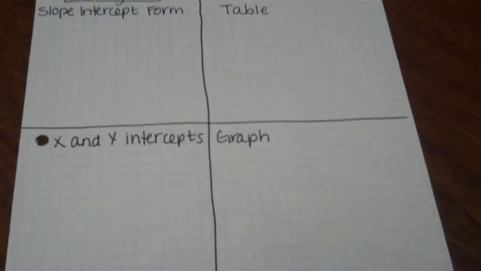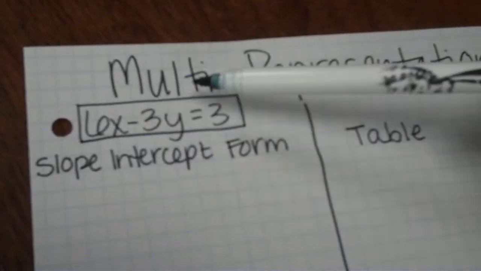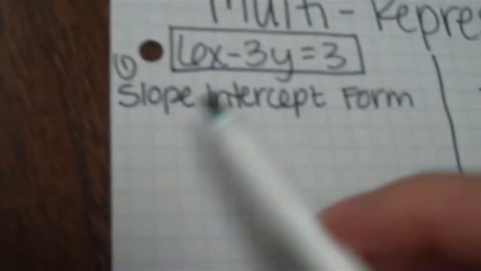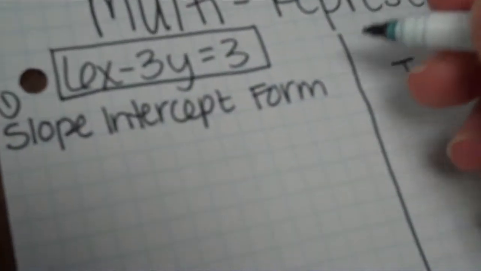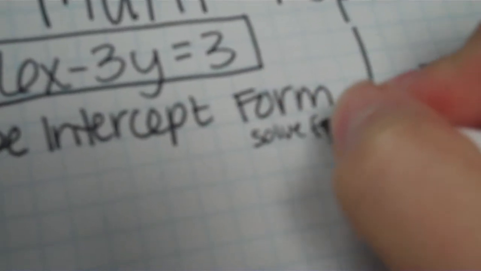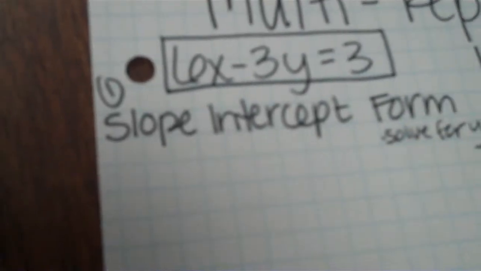Pause. If you're already where I am, so what we're going to do is we're going to represent this equation in 4 different ways, okay? And I'm going to show you how to do that. So the very first thing you do, if you want to put number 1 here, you can do it, is we're going to do slope-intercept form. All that means, if you need to make a little note, is solve for y. That's all that means, okay? So I'm going to take this equation and solve for y.